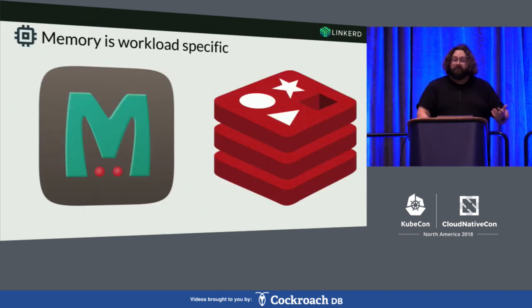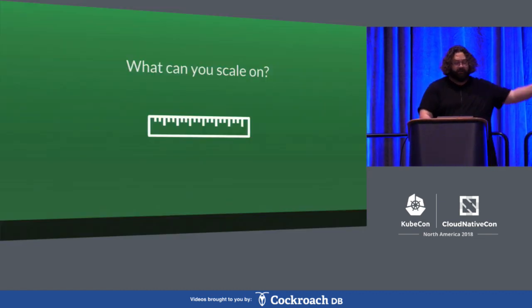So then let's talk a little bit about memory. Memory is actually great, but it's super duper specific about your workload. Autoscale on memory for Memcache, of course. Redis, of course. But your normal API service, it's probably not going to work. So I've thrown out the normal monitoring. What can you actually scale on?